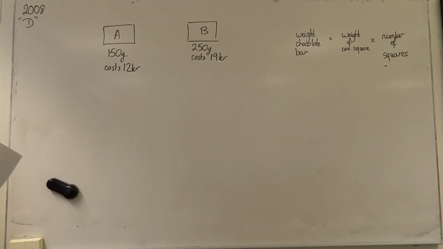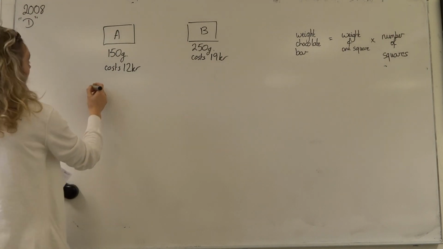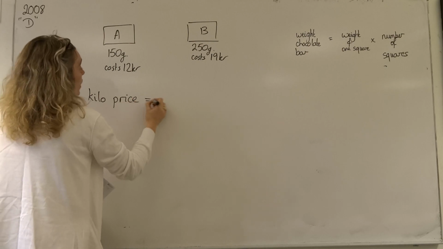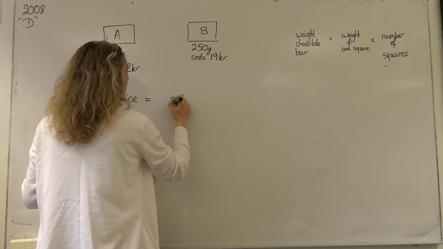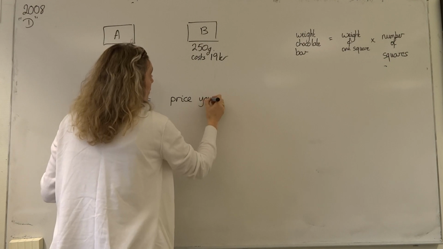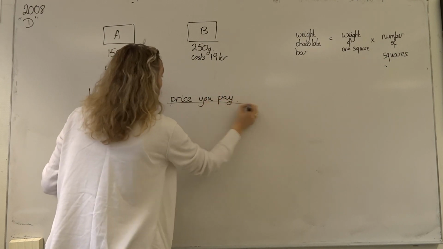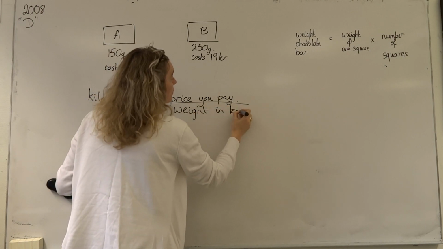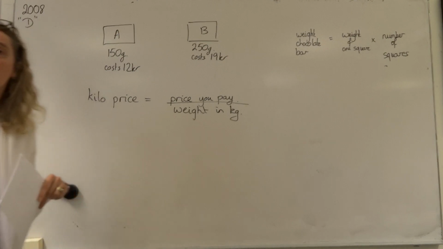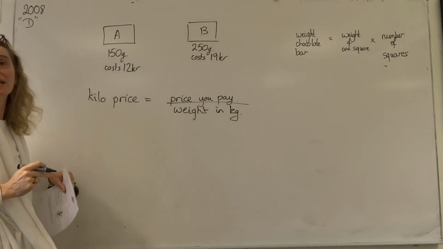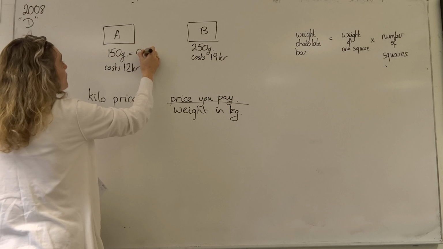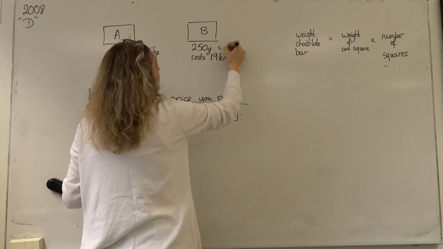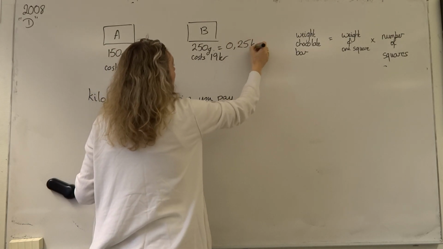And the way to get a kilo price for anything, kilo price or volume price, it doesn't matter which one, is going to be the actual price you pay divided by the weight of whatever you're buying in kilos. Always. So let's convert this weight to kilos directly. Equals 0.15 of a kilo. Let's convert this weight directly to kilos. Equals 0.25 of a kilo.